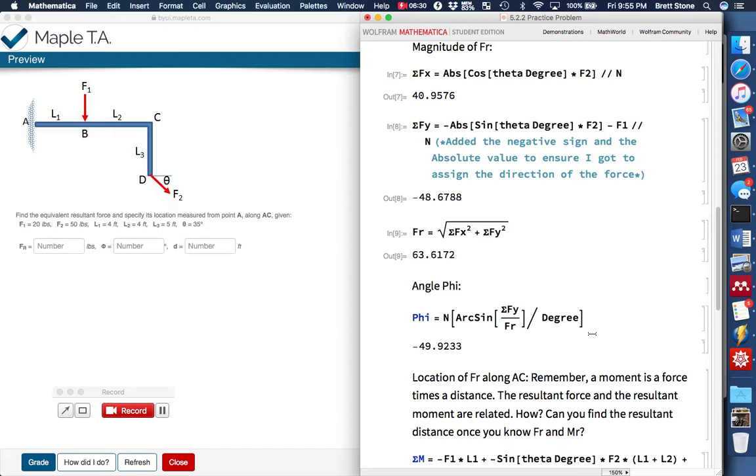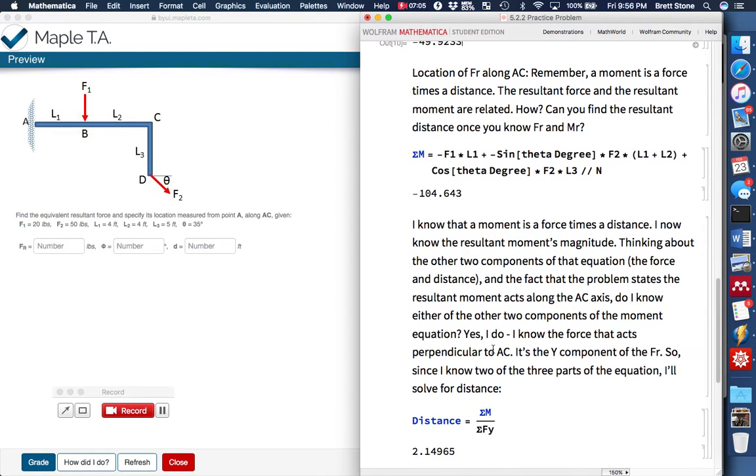So when we do that, we get this negative 49.233 degrees, which means that the resultant force's angle off the x-axis, off of AC, is negative. It's a negative angle, which makes sense. It should be, right? If you look at this force and this force and ask which way that force is going to point, well, probably down to the right. And so the angle between AC and the resultant force is going to be a negative angle. And it turns out to be negative 49.92, sorry.